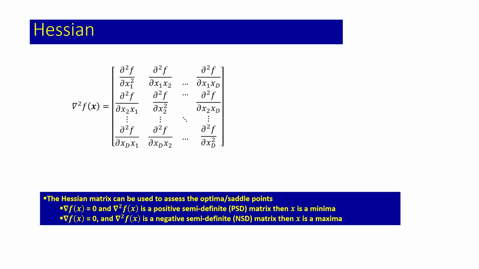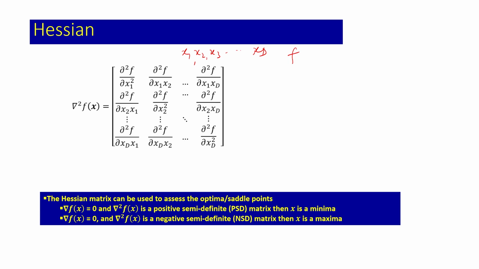So, you have seen how we take the second derivatives. It is a d-dimensional space, so you have x1 to xd as variables, x1, x2, x3 up to xd, right. These are variables and your function is f. You take double derivatives as shown here and put them in a matrix format. That is what is called a Hessian. The Hessian matrix can be used to assess the optimal and saddle points.